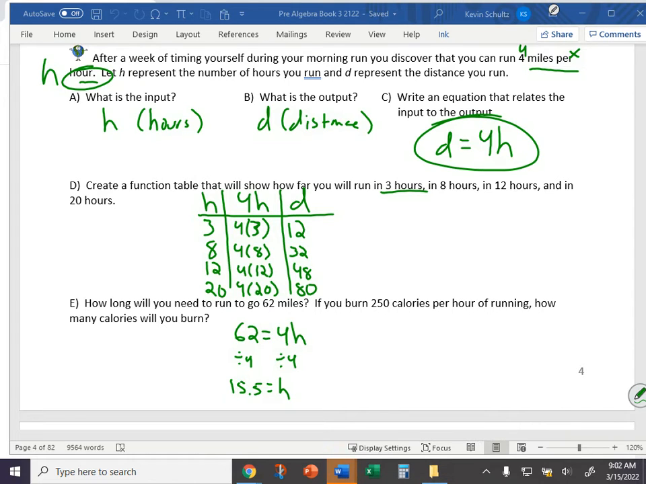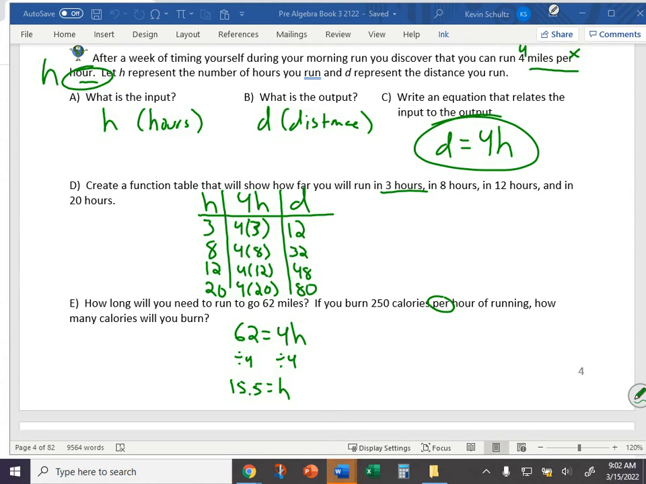The next question says, if you burn 250 calories per hour, how many calories will you burn? Someone walk us through how to answer that. If you burn 250 calories per hour, how many calories would you burn, Haley? How would you go with that? 250 times 15. Right. 250 calories per hour, that word per again, right?